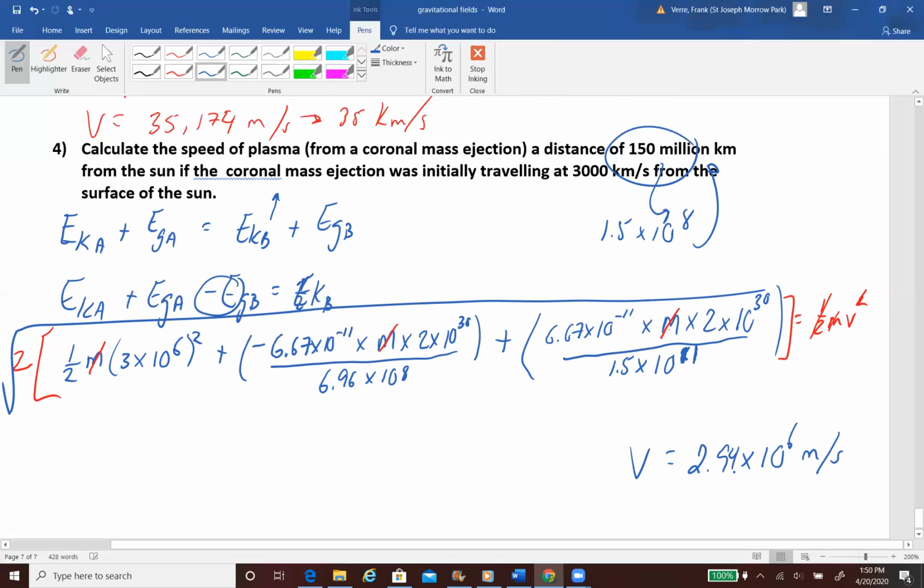I think it's actually about 2.94. So you can see that it's only really decreased about 0.06 times 10 to the 6 meters per second. Let's slow down a little bit.